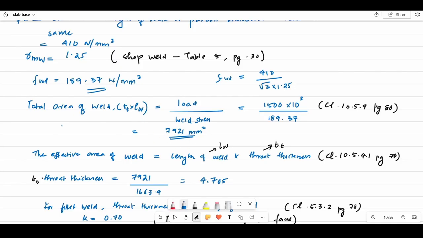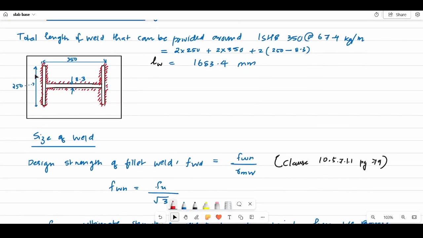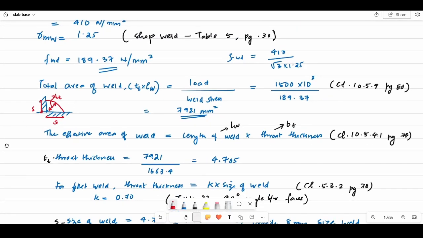And the area which we do not know yet, because this is a member. Okay, I will draw the member again to avoid confusion. Over that we will be providing the weld. This will be the weld, and this thickness is called the throat thickness. Basically this is the size of the weld. So that is Tt into length of the weld. When I take the sum of all the weld lengths, this will give you the length of the weld, and multiplied by throat thickness Tt will give you the area.